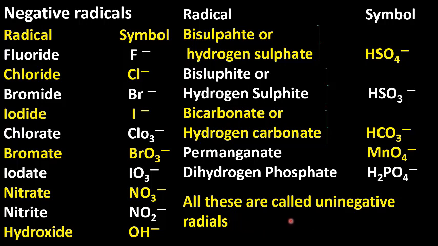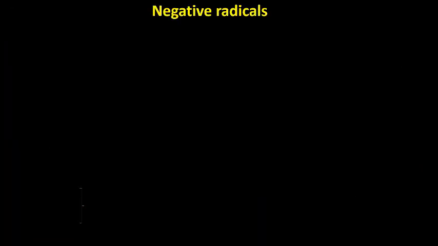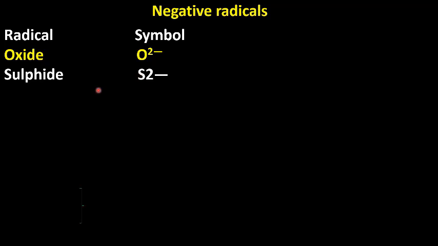All these radicals are referred to as uni-negative radicals. See here, all these radicals carry only 1 unit of negative charge. Therefore, they are referred to as uni-negative radicals. Now, let us see more negative radicals. Oxide has 2 units of negative charge, O2 minus. The charge is represented as a superscript, the magnitude of charge followed by a negative sign. So 2 minus indicates 2 units of negative charge.